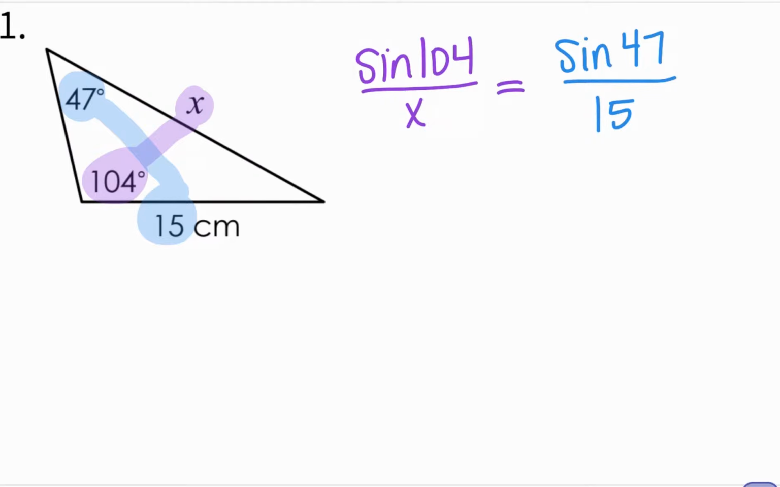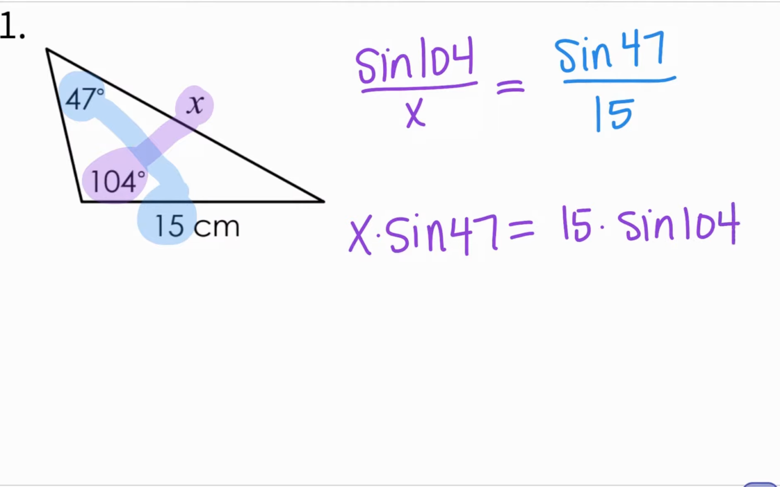So this is just cross multiplication. Remember, we cross multiply. So bottom on the left goes with top right. Top on the left goes with the bottom on the right. So I'm going to do that first. Let's do this part. So x times sine 47 is equal to, now the other diagonal, 15 times the sine of 104. Okay, again, we are trying to solve for x. So our goal is to get that x by itself.